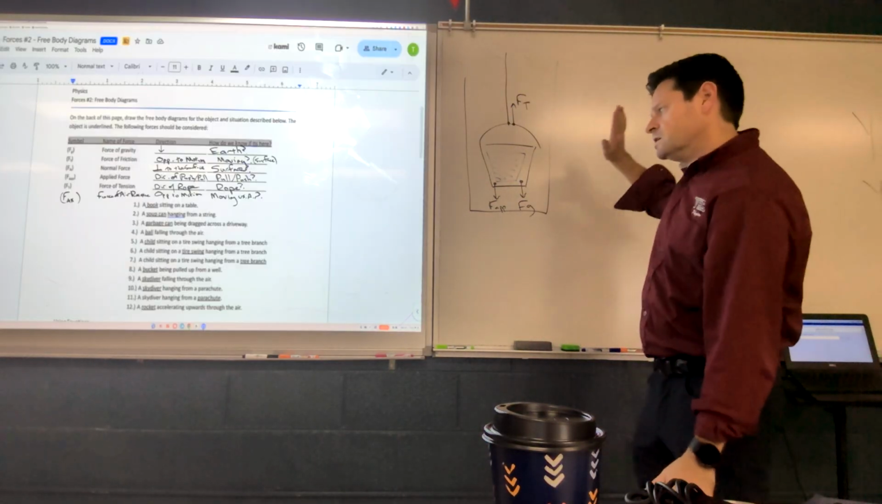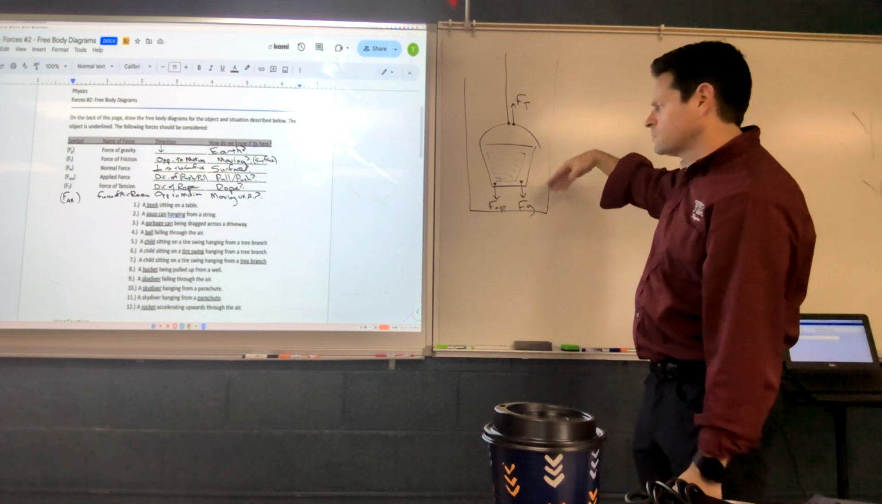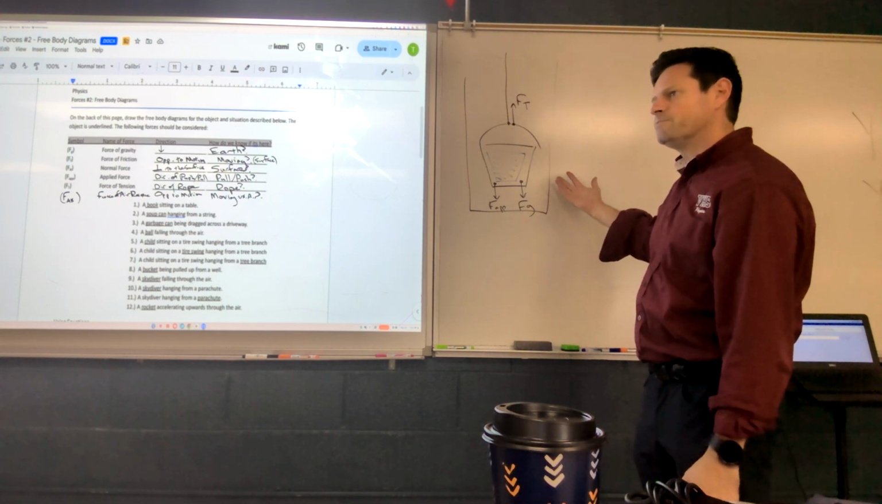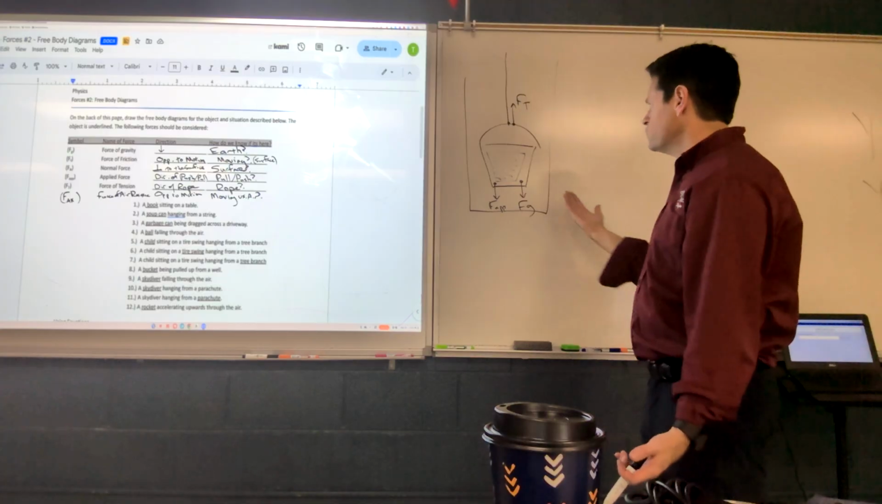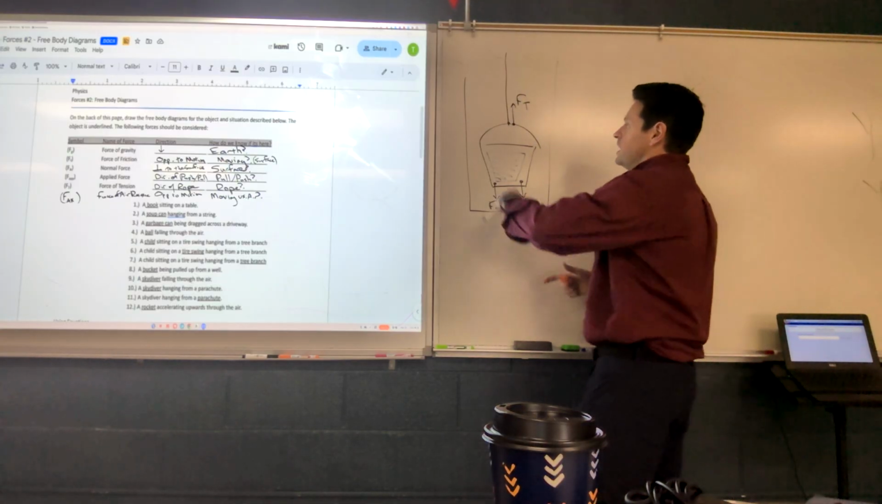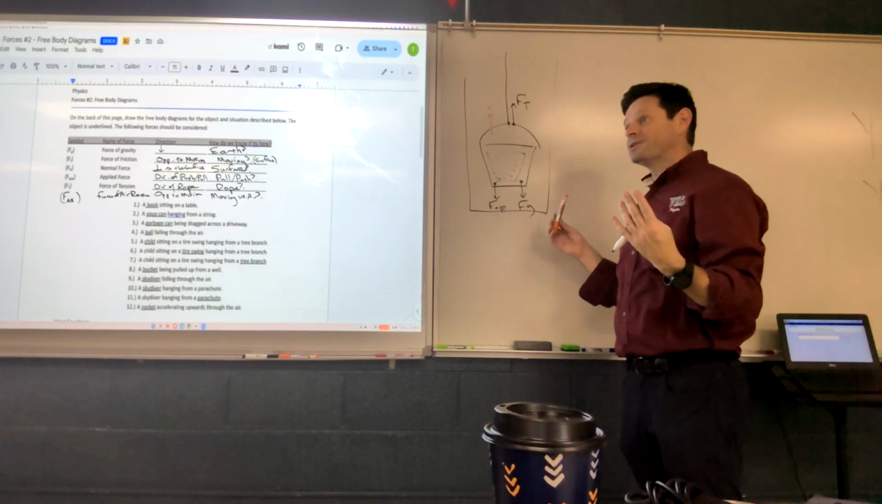All right, so that is number 8, a bucket being pulled up from a well, and I think those are all the, oh wait, we didn't look at one of these, which was, is this thing moving versus the air? It is moving versus the air because it's getting pulled up. So it has kind of a velocity that's going up. So there is an air resistance that's going down.